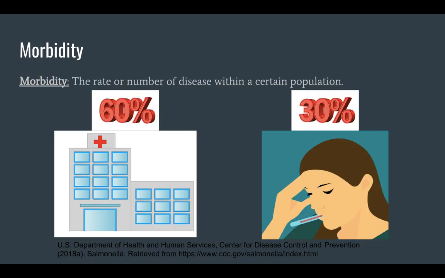The level of morbidity is the rate or number of diseases within a certain population. In the United States, there are about 1.2 million individuals who become ill as a result of Salmonella. Such a high morbidity rate means that Salmonella also has the highest hospitalization rate of 60% out of all foodborne illnesses. This was studied and observed between the years of 2009 and 2015. Additionally, Salmonella was also seen to have the highest morbidity rate of 30% out of all foodborne illnesses.